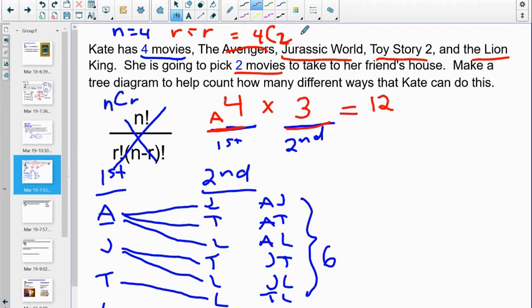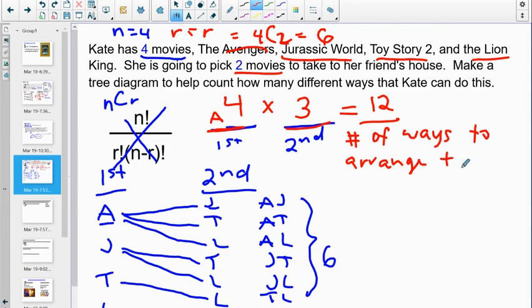But you notice that when you type in 4C2 on your calculator, that's going to end up getting you to 6. And 12 is not equivalent to 6, so that means we have to do one thing. So now you'd actually end up dividing by the number of ways to arrange the 2 movies. Because remember how, let's say you pick Toy Story second. So if you picked Avengers first and Toy Story second, that's the same exact thing as if you would have picked Toy Story first and Avengers second. So that's why we're dividing.